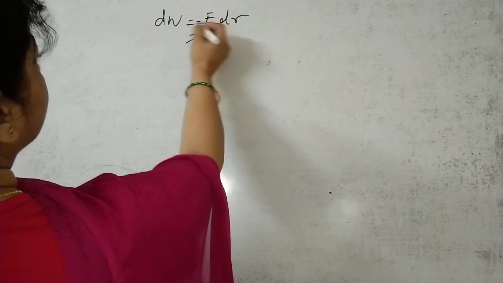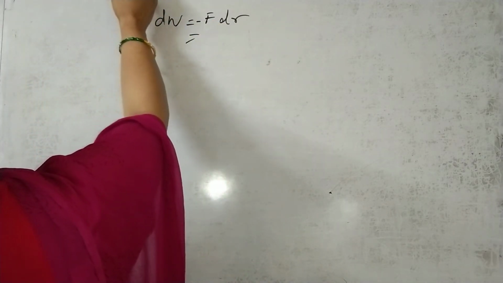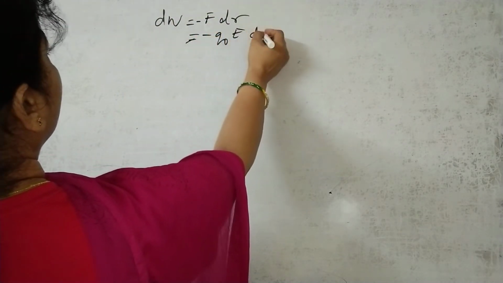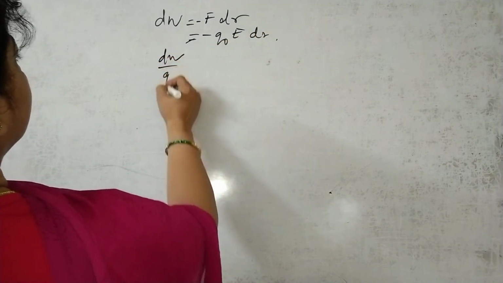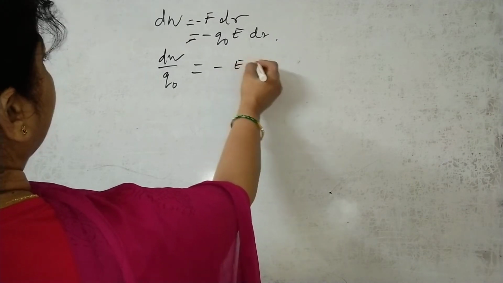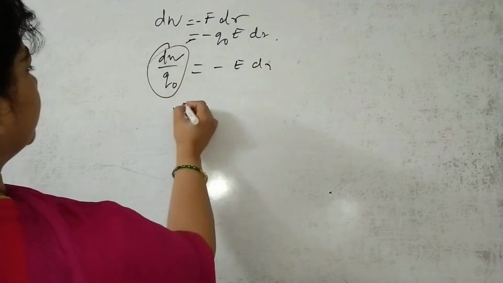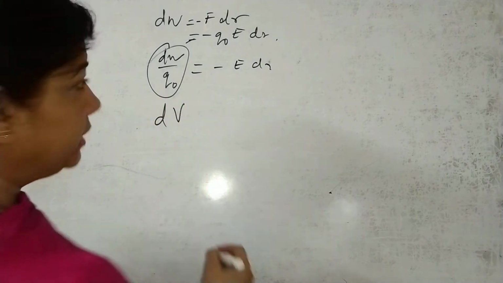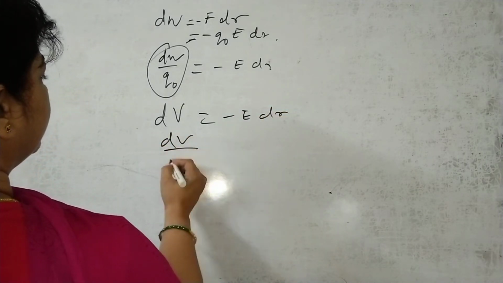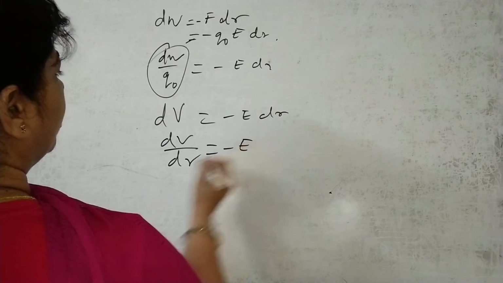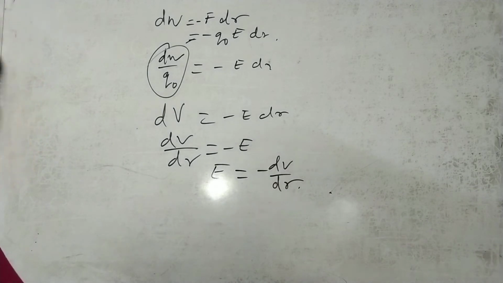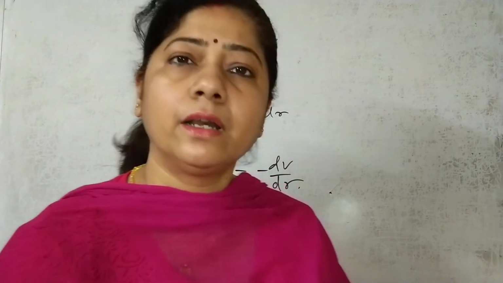Here the relation between force and the electric field is F equals Q naught E. So we can write this as minus Q naught E dr, or dW by Q naught equals minus E dr, right? So this is what we were doing with the potential, that is dV. dV is the potential, so this equals minus E dr, or dV by dr equals minus E, or E equals minus dV by dr. Okay, so this relation you have got between the potential and the electric field.